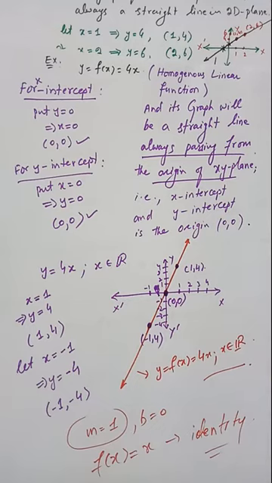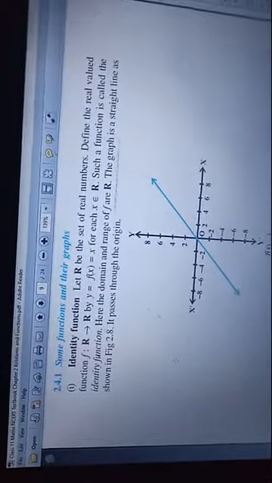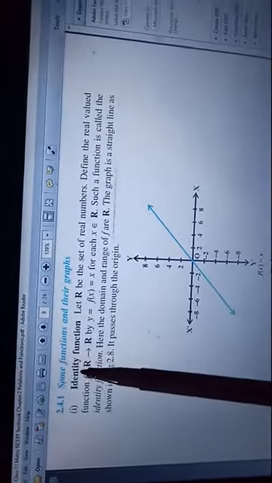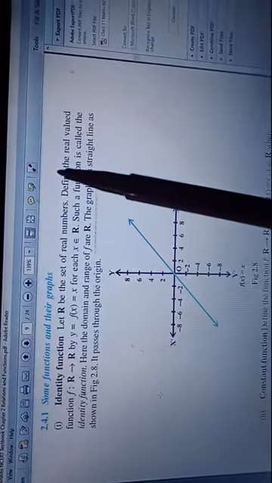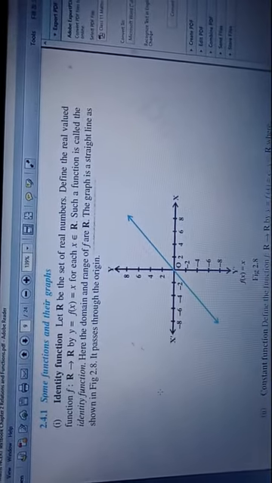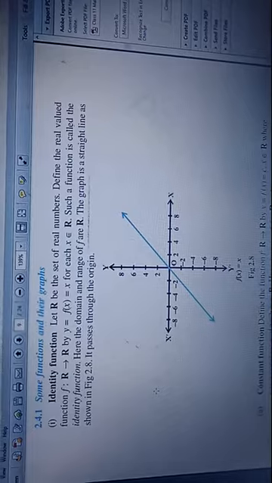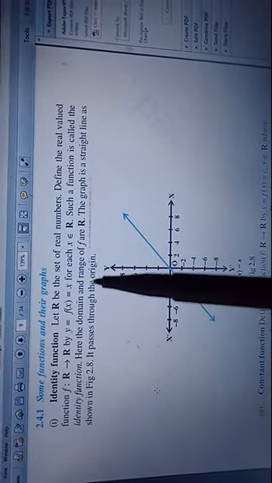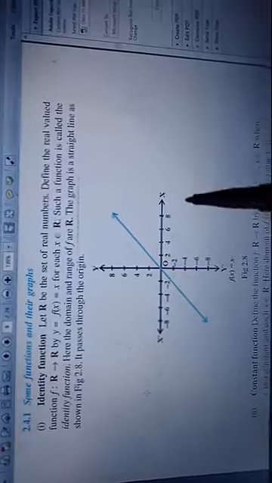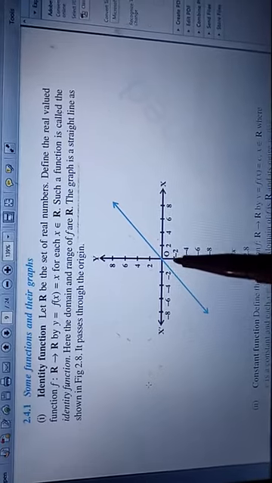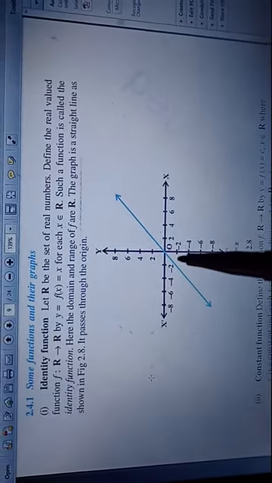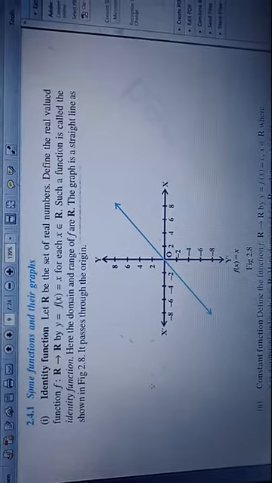I'm sharing my laptop screen with you to see the graph of the identity function. You clearly see that this is the linear function. Identity function: let R be the set of real numbers, define the real valued function f from R to R, because the domain is also R and range is also R. y is equal to f of x is equal to x. So this is the graph. You see that this graph is passing through the origin. This is the graph of the linear function which is the identity function, meaning a homogeneous linear function.